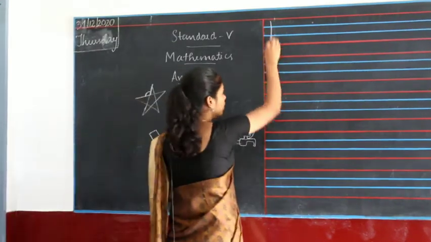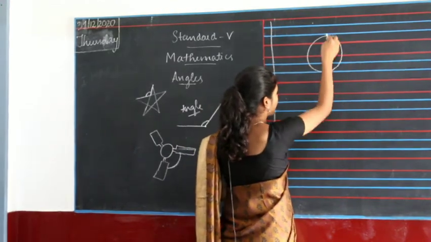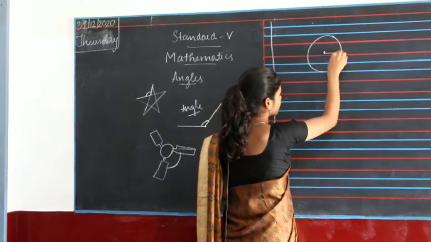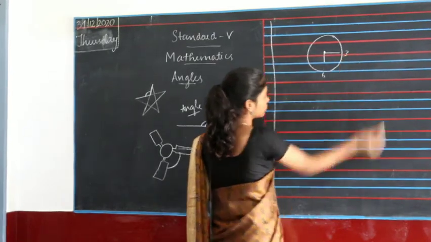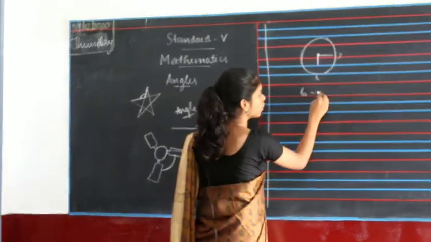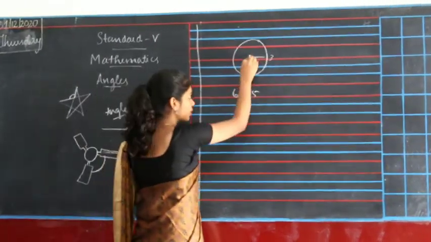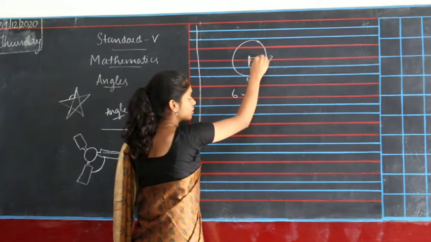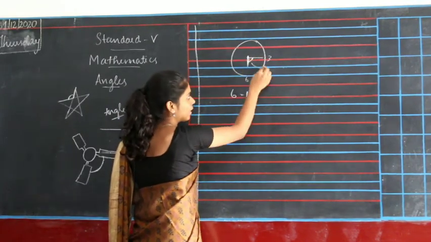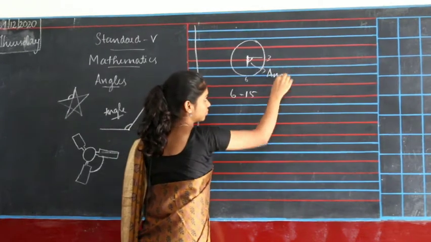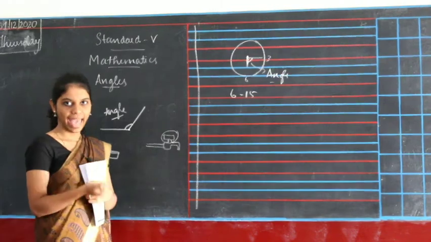For example, a clock also. You can take a clock. So this is showing 6:15, right? If you see, this is the small one and this is the larger one. Here also, there is an angle. So everywhere you look around, you will find angles.